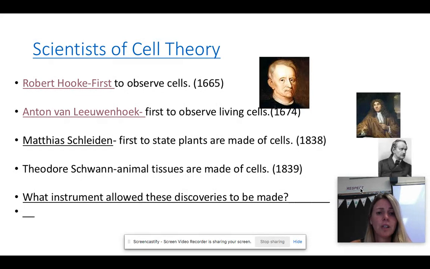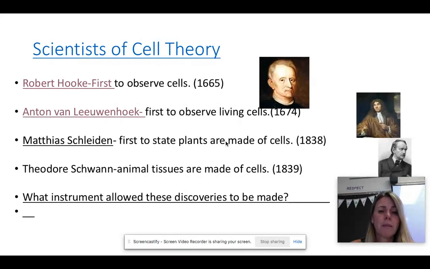Anton von Leeuwenhoek was the first to also observe living cells, moving cells inside a pond. And here you can see a painting of him in 1674. Matthias Schleiden was the first to state plants are actually made up of cells in 1838. Theodor Schwann said the same statement in 1839, that animals are also made up of cells. So remember, these are things that people were visually able to look at and see, plants and animals. But what was their simplest unit?